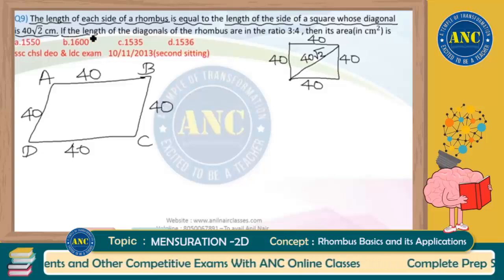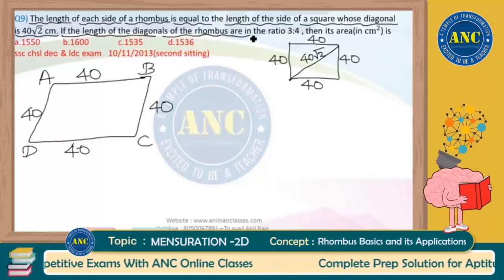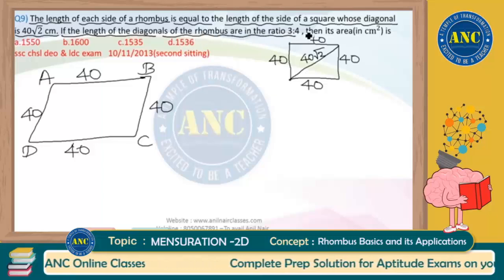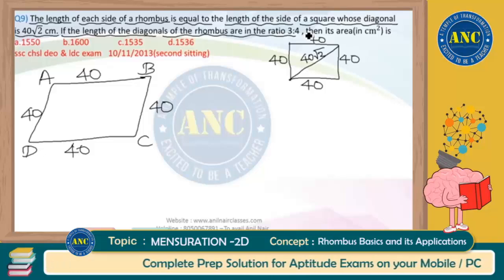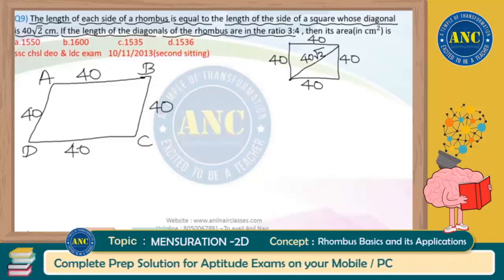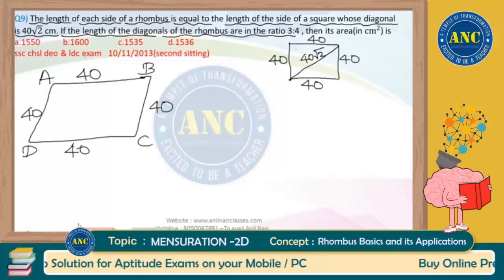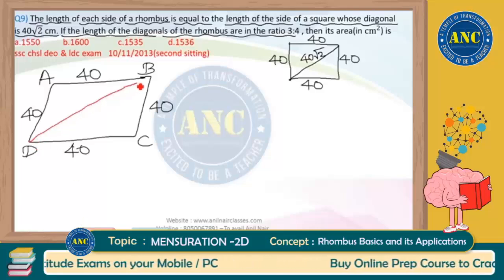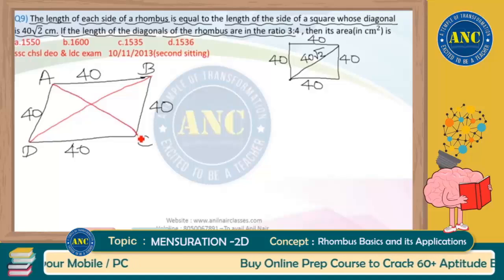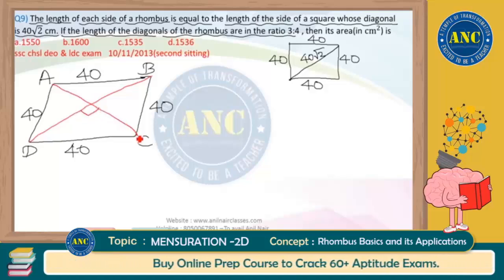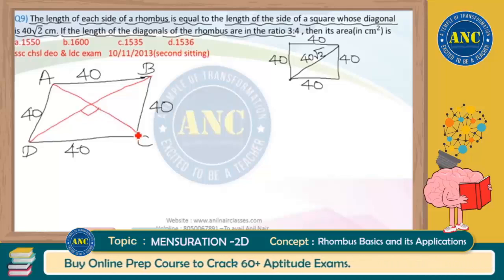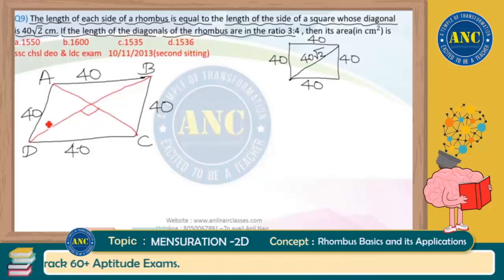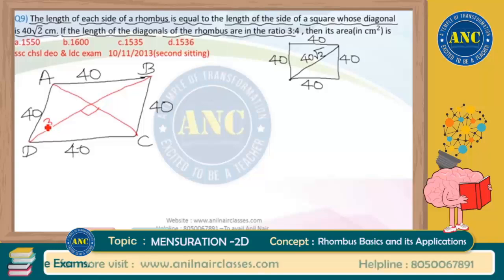Next, the lengths of the diagonals of the rhombus are in the ratio 3:4. Find its area. This is one of the diagonals, this is my other diagonal. They both bisect each other and they are perpendicular to each other. The question says the entire length of this diagonal is 3 and the entire length of the other diagonal is 4.